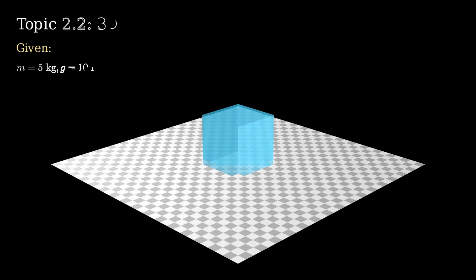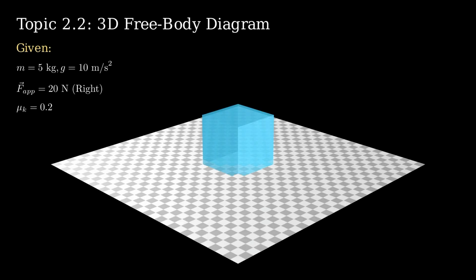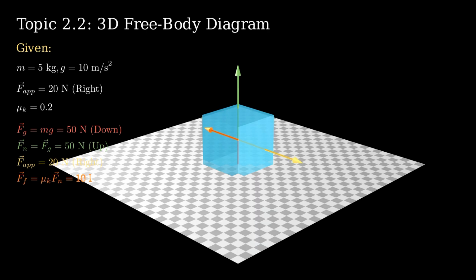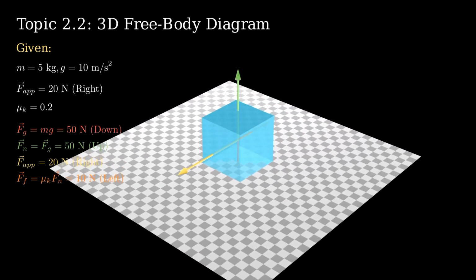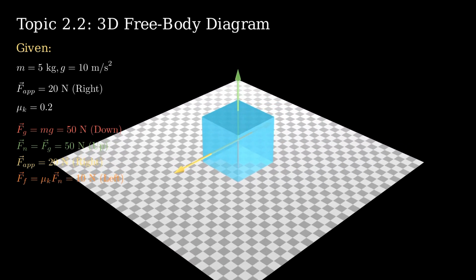Now, let's look at a 3D solved example to understand how to apply this. Let's map the forces on this 5 kg block. Gravity pulls down with 50 newtons. The floor pushes up with an equal 50 newton normal force. An applied force pulls right with 20 newtons. Finally, kinetic friction resists with 10 newtons to the left. Here is the complete 3D free body diagram.